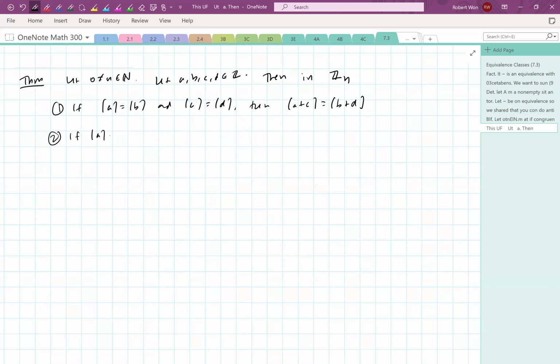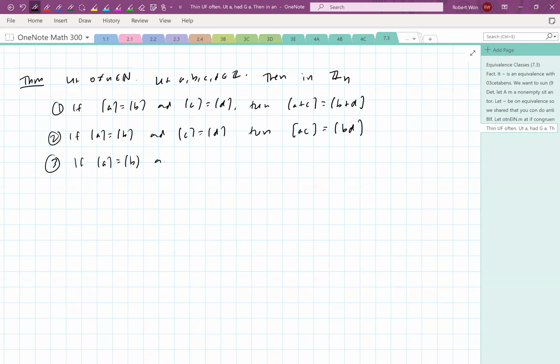2, if the equivalence class of A equals the equivalence class of B, and the equivalence class of C equals the equivalence class of D, then the equivalence class of A times C equals the equivalence class of B times D. This is if you want to multiply. If you take anything in the equivalence class of A and anything in the equivalence class of C, and you multiply them together, you always get something that's in the equivalence class of A times C. 3, if the equivalence class of A equals the equivalence class of B and m is a natural number, then the equivalence class of A to the m is equal to the equivalence class of B to the m. So this is just a rephrasing of that previous theorem.